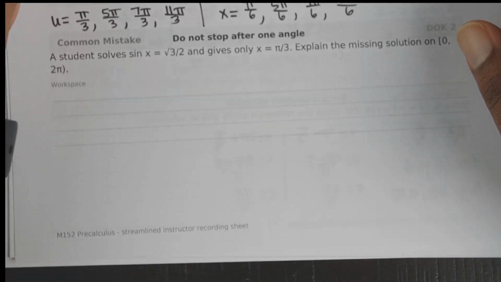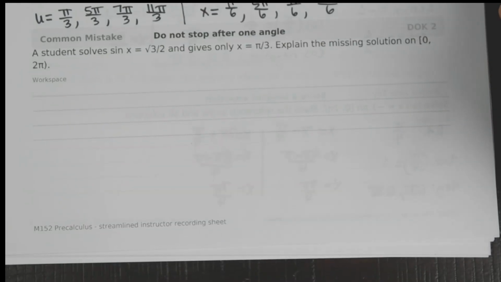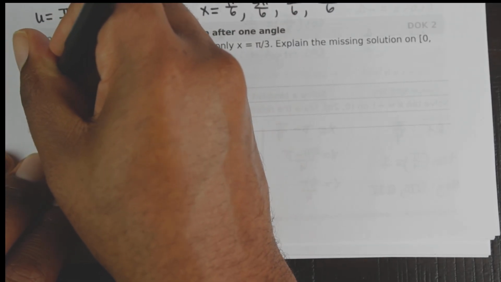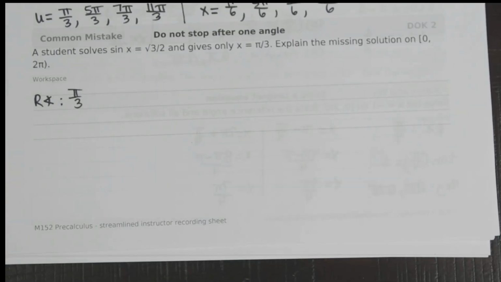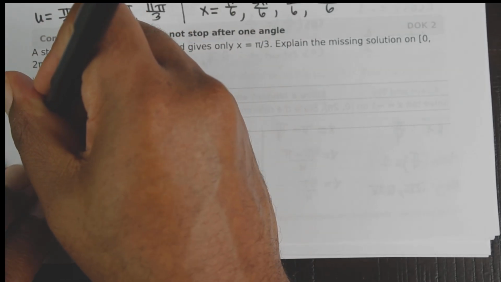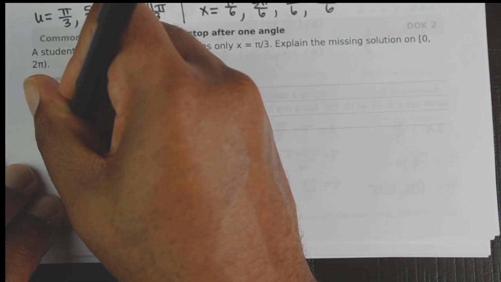What's a common mistake here? A student solves sine x equals root 3 divided by 2 and gives only x equals pi over 3. Explain the missing solution on the following interval. So the student found one correct angle, but not all of them. Sine is positive in the first two quadrants, quadrant 1 and quadrant 2. The reference angle is pi over 3. In quadrant 1, x is equal to pi over 3.